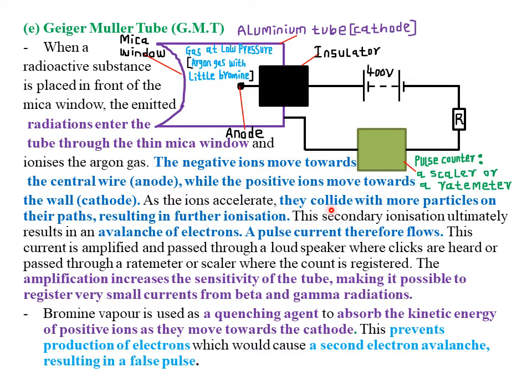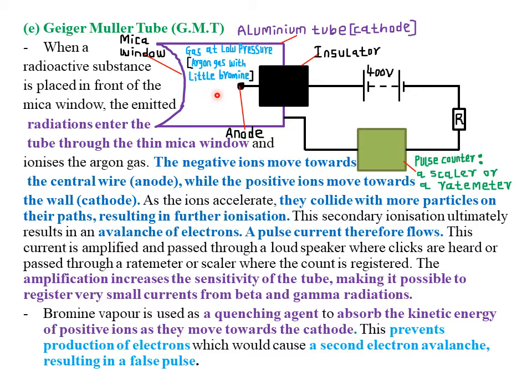So as the ions accelerate, they collide with more particles on their path, resulting in further ionization. This secondary ionization ultimately results in what we call an avalanche of electrons. So an avalanche of electrons is simply those electrons that have been produced as a result of the electrons produced due to ionizing the ion gases colliding with more particles within that particular GMT tube.